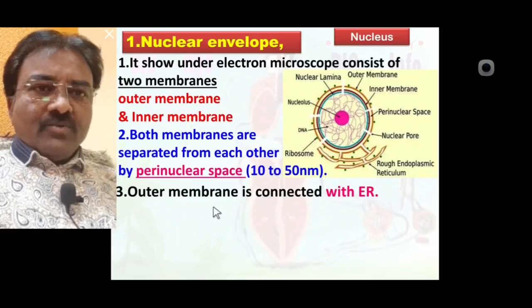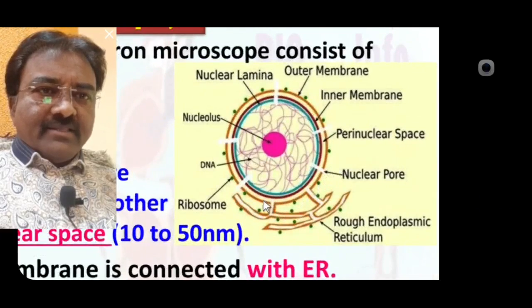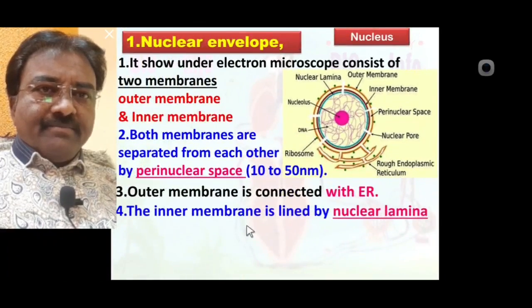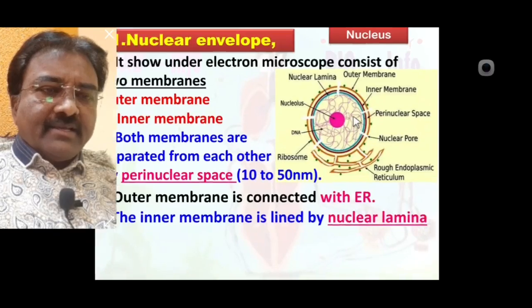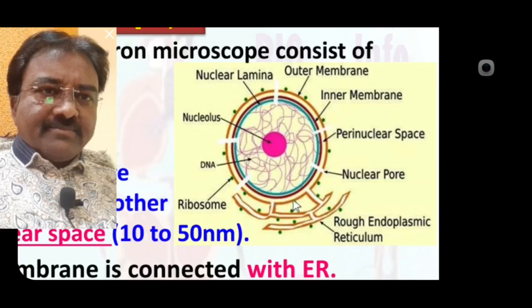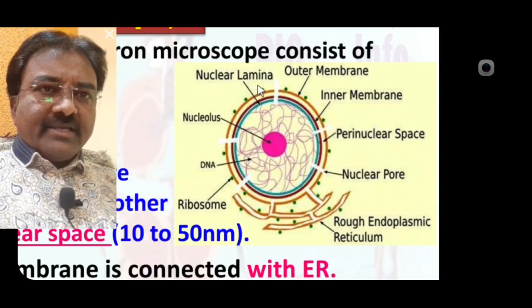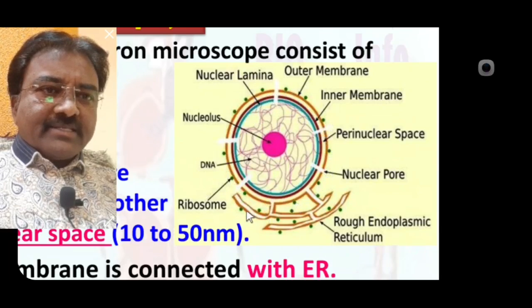Now the outer membrane is connected to the ER, means endoplasmic reticulum, seen here. This outer membrane of the nuclear envelope is connected to the endoplasmic reticulum. The inner membrane of the nuclear envelope is lined by the nuclear lamina, seen here. The bluish line present inside the inner membrane of the nucleus is called the nuclear lamina, and it is connected to the inner membrane of the nuclear envelope. Outer membrane is connected to endoplasmic reticulum.